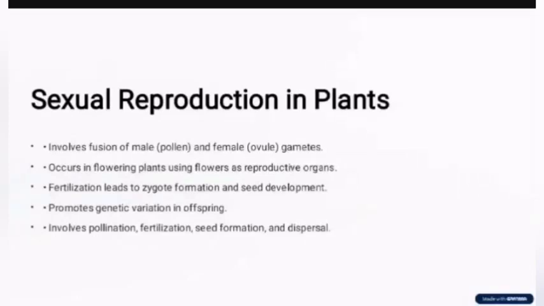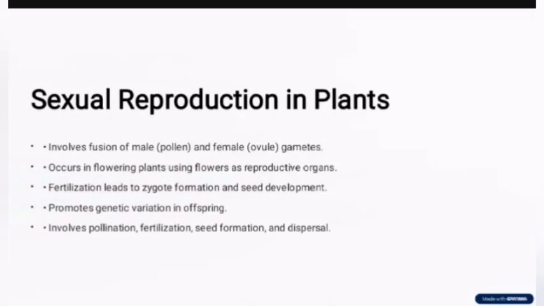Sexual reproduction. When you talk about sexual reproduction, one thing should enter your mind: fertilization. Whenever you hear sexual, you should know that at one point or the other, there will be fusion of gametes and production of what? Zygote, fertilization. So in plants, sexual reproduction involves the fusion of male and female gametes.